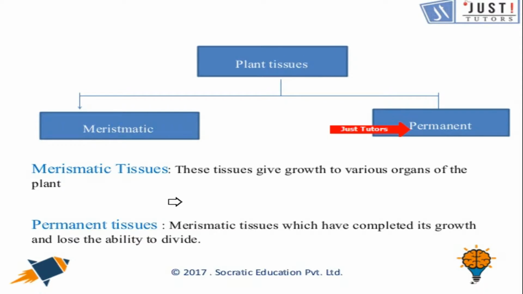First let's talk about meristematic tissues. These tissues give growth to various organs of the plant. The cells of this tissue are metabolically highly active, and so the stored food is absent, and the cells are compactly arranged because they do not have intercellular spaces.